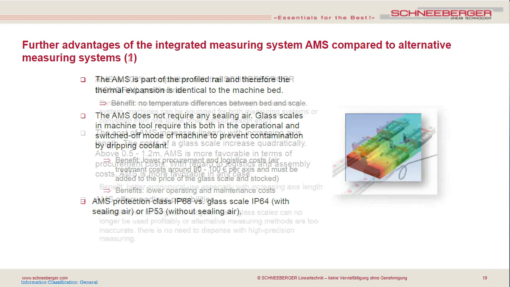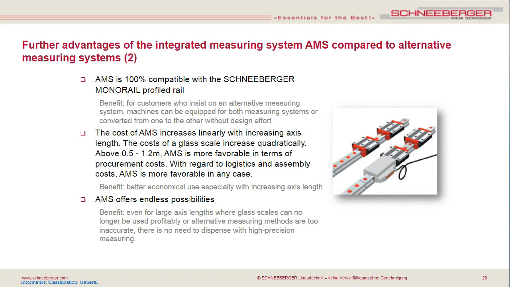AMS is 100% compatible with the Schneeberger monorail profile rail. Benefit: for customers who insist on an alternative measuring system, machines can be equipped for both measuring systems or converted from one to the other without design effort.